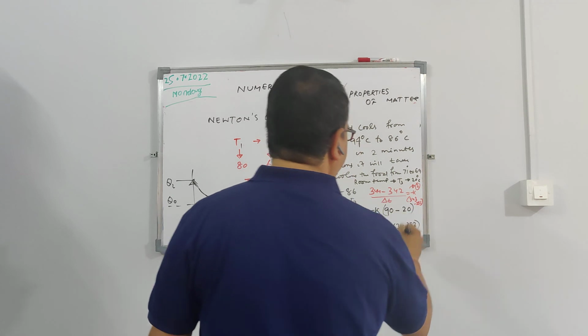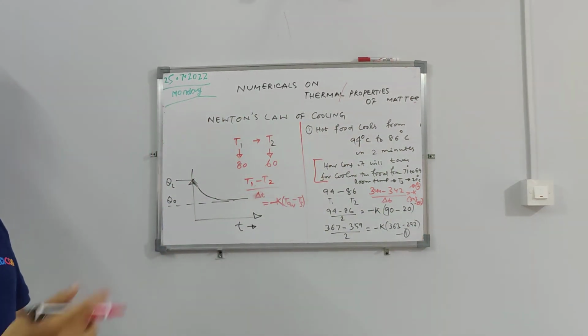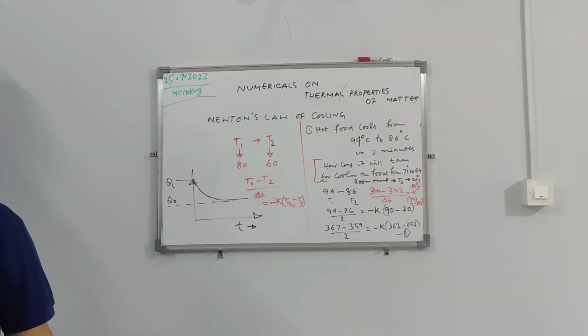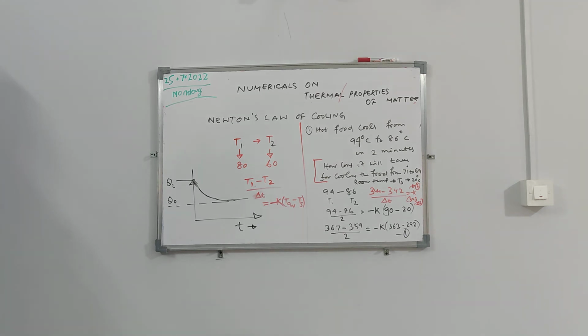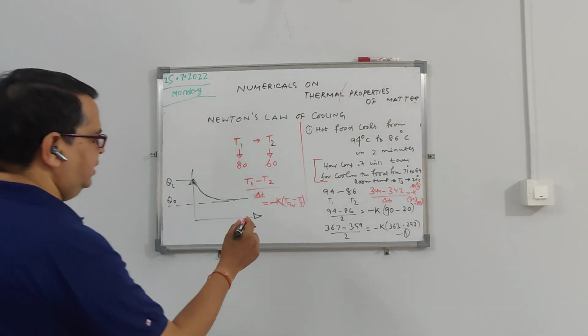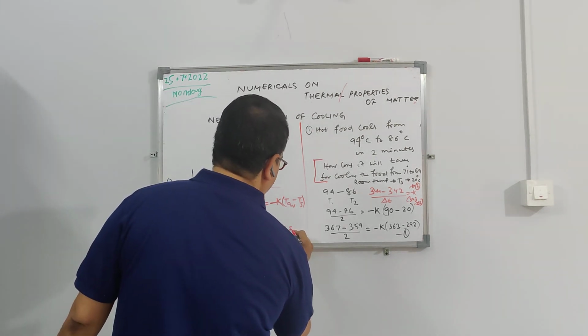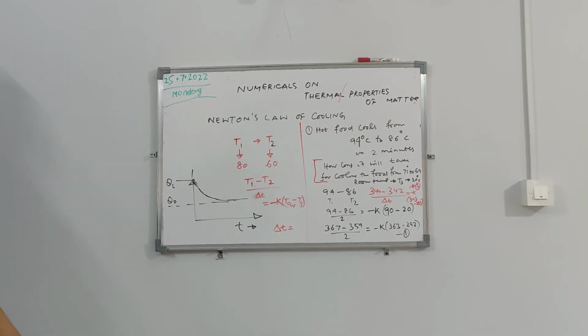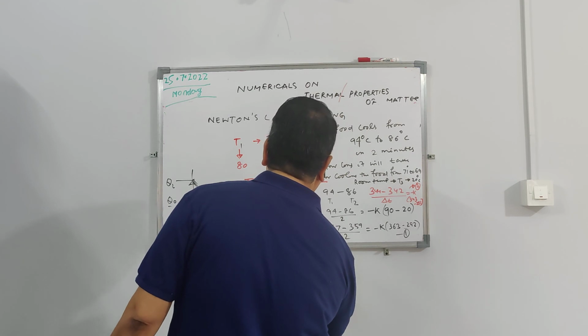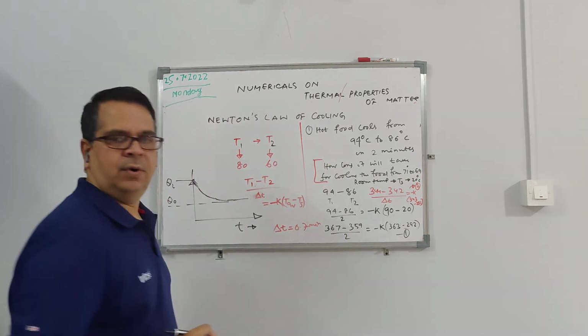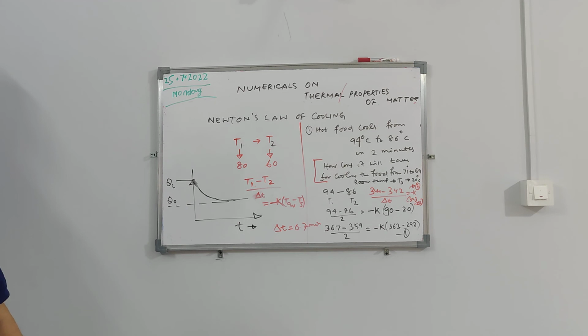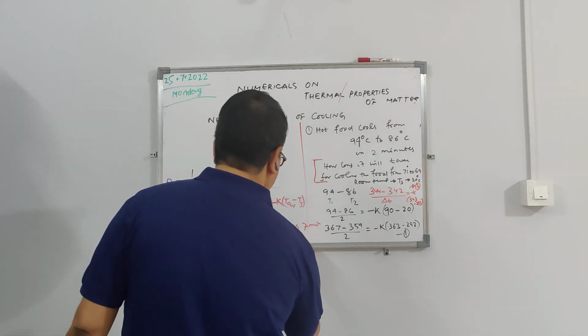If you divide equation 1 by equation 2, K cancels. You don't need K. Find delta T. If you solve this, delta T comes out to be 0.7 minute, which is equal to 42 seconds.